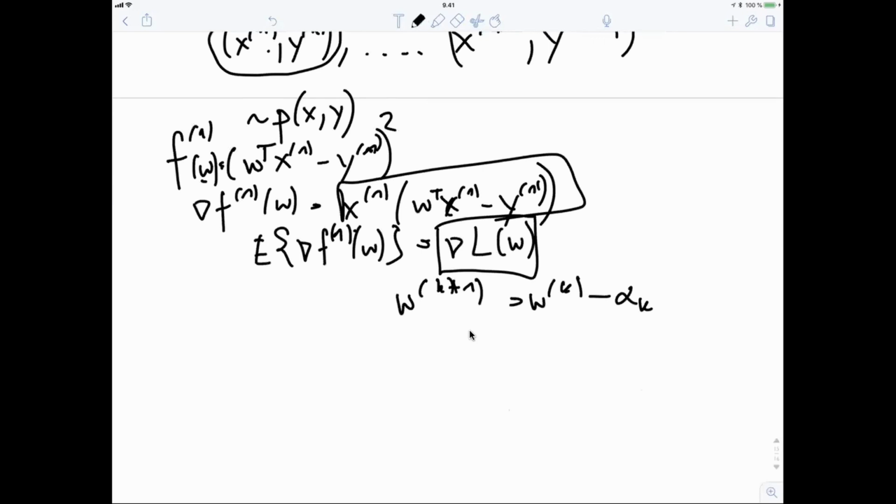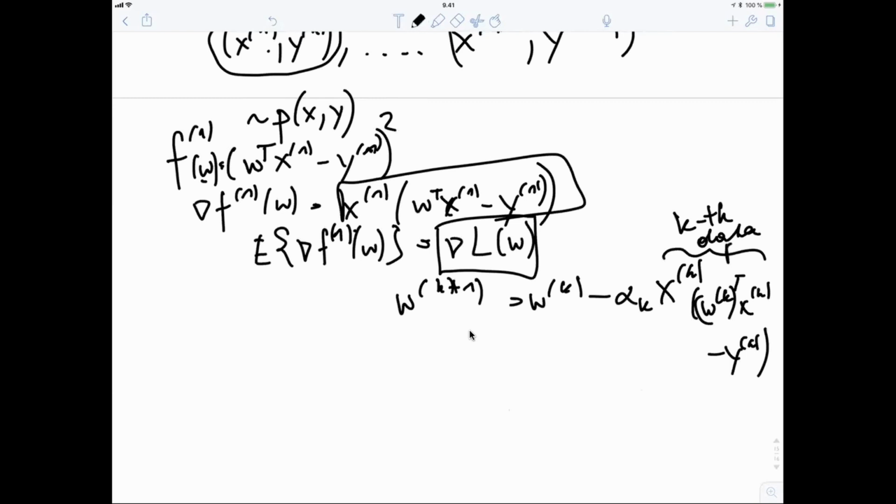So where do we have it? xk times (wk transposed xk minus yk). So this is the kth data point. In each iteration, we read in a new data point, and we use this new data point to compute an estimate for the gradient of the risk itself. We are not talking about the gradient of the empirical risk anymore. We talk about the gradient of the risk itself.